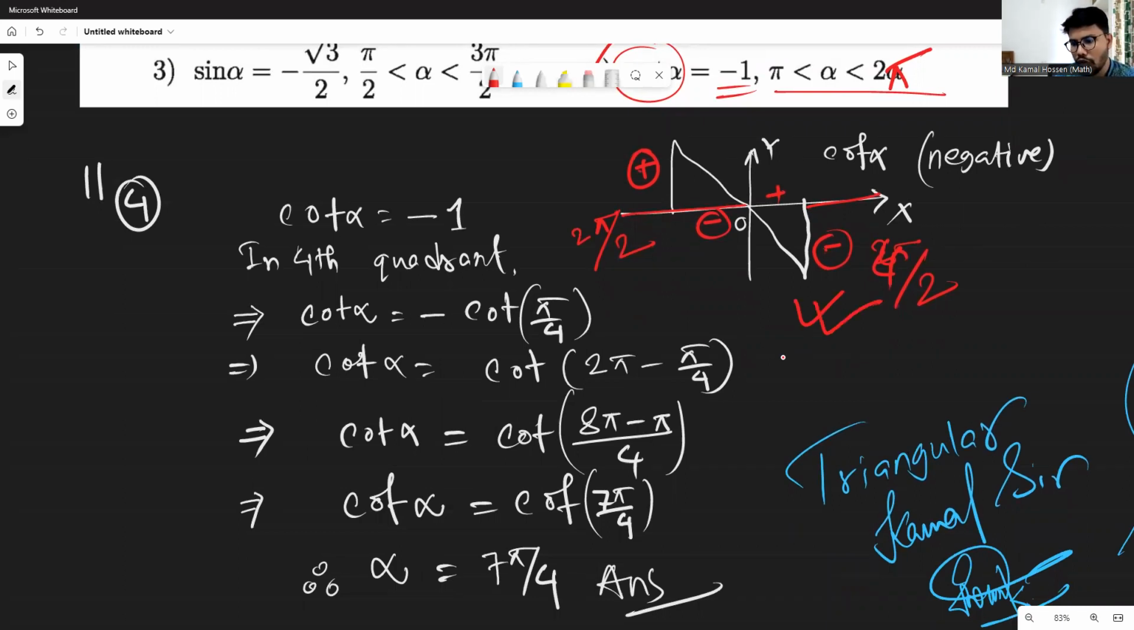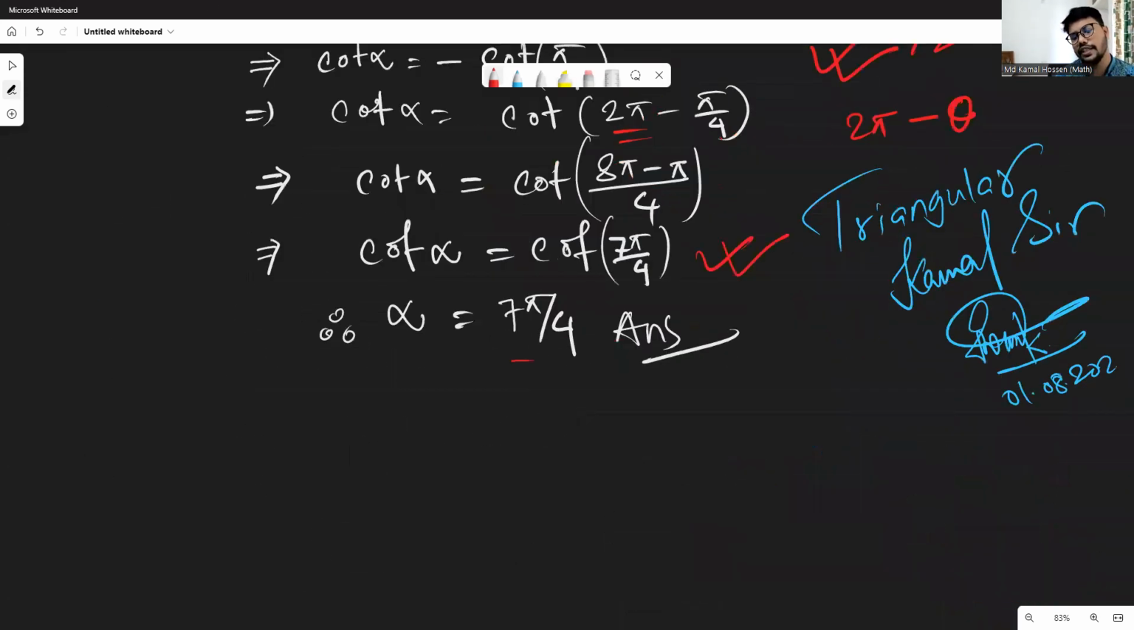So for the fourth quadrant, it means twice pi minus theta, 2 pi minus theta. Theta means this value, 45 degrees, pi by 4. And doing the simplification, the result is this one.